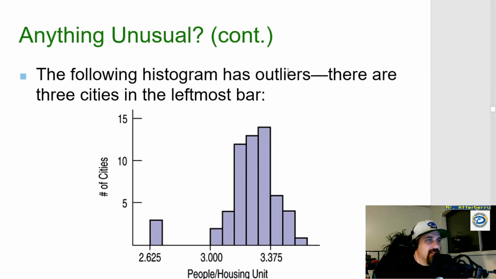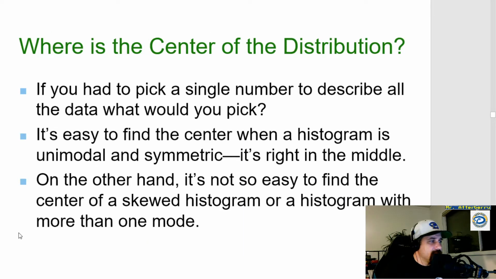The following histogram has outliers. There are 3 cities in the leftmost bar. So these would probably be outliers. Well, this is like the main data you would look at. Okay, it's unimodal, fairly symmetric. Okay, but it's got some outliers that a lot of times you might want to either not study, or maybe that's going to be the focus of your study. Like, why is this one over here?